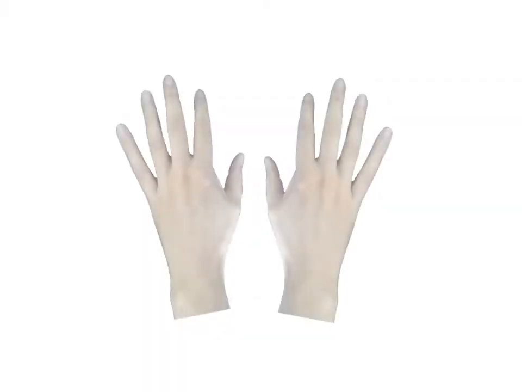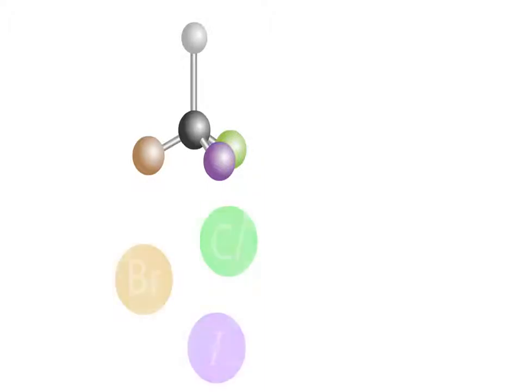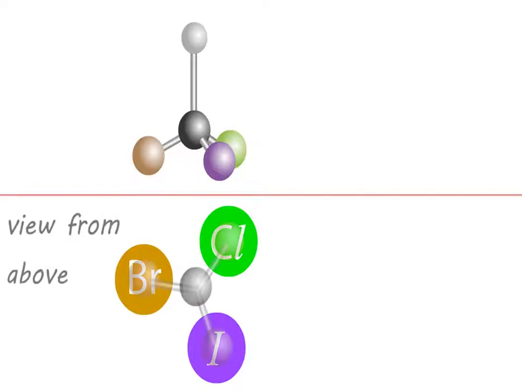First, let's consider a pair of hands. Each hand might be considered the same. However, a right glove will not fit properly on a left hand. Some molecules show a similar phenomenon. Let's think about a carbon atom that is bonded to 4 different groups. Imagine this molecule was sat on a mat with allocated spaces for the iodine, chlorine and bromine atoms.